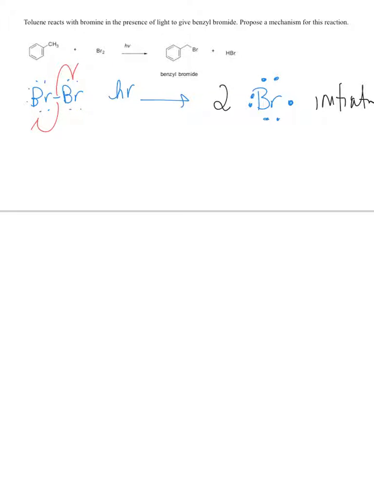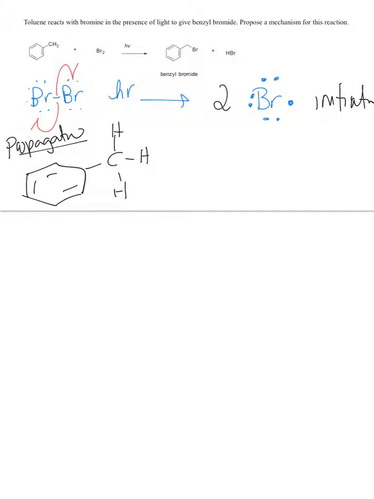And now we have a benzyl position. And benzyl positions react differently because of resonance. So this is propagation, and you're going to have, I think, 2 propagation steps. So basically you have your neutral toluene, and it's reacting with your bromine radical. A lot of times you just draw the radical species. And the first thing it's going to do is abstract a proton or a hydrogen.